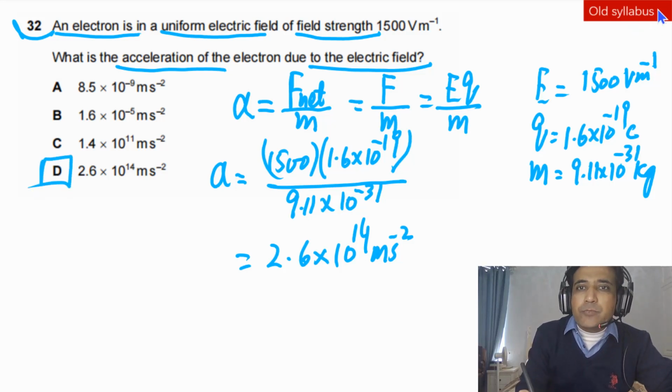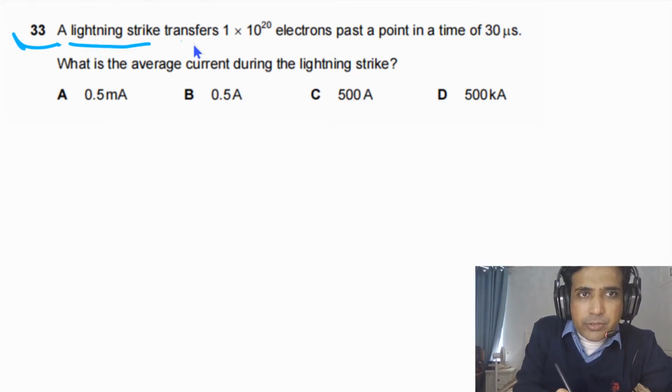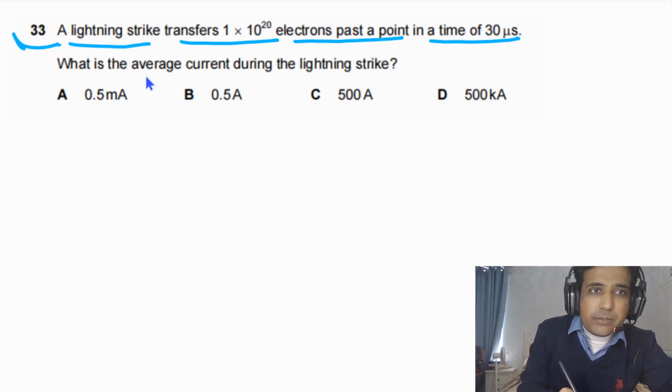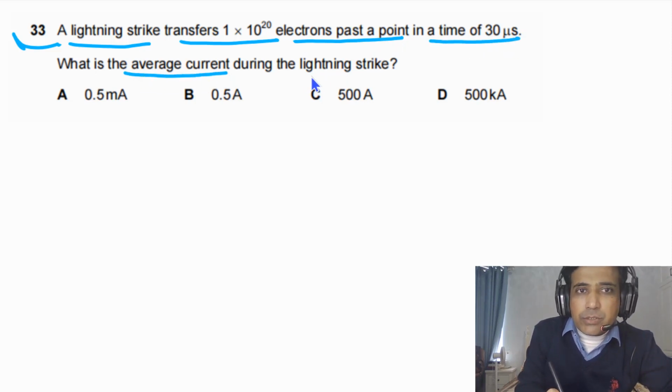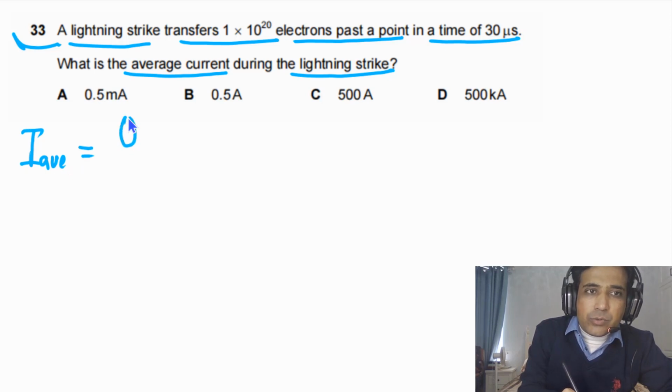And this question is also from the old syllabus. The question says a lightning strike transfers 1 times 10 to 20 electrons past a point in a time of 30 microseconds. What is the average current during the lightning strike? Average current. So we need to understand what is average current. Average current is equal to the total amount of charge passing through a point divided by the time taken. So we can say divided by delta t.